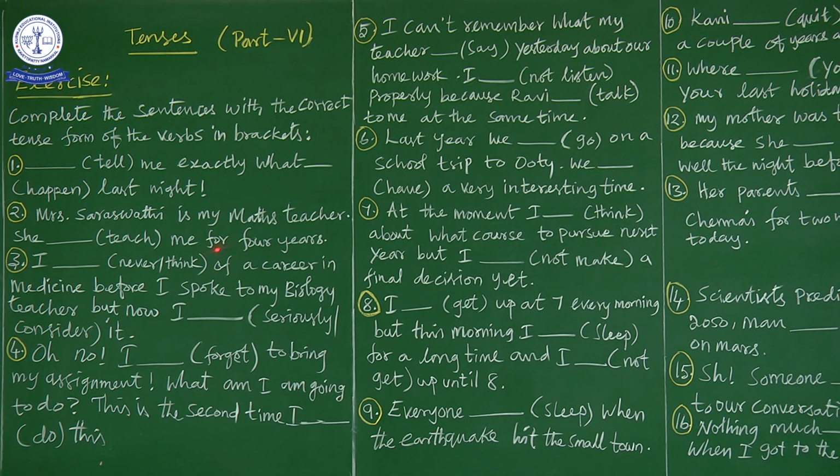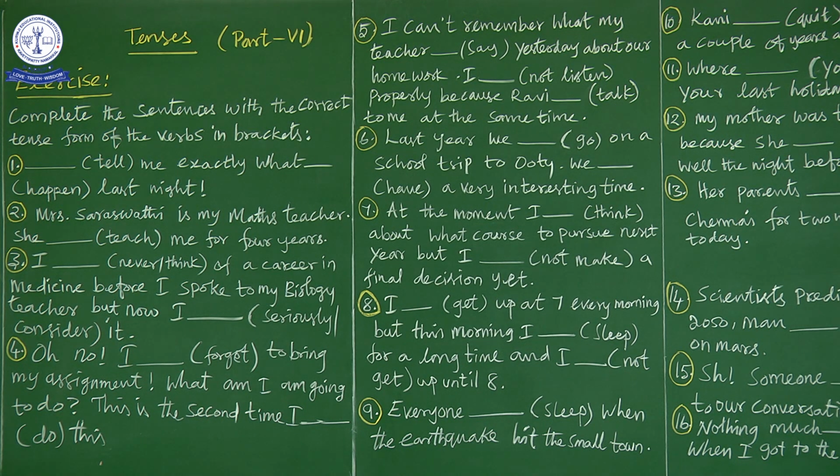So here they used for, so we have used 4 years. So now present perfect continuous tense. What is the sentence structure for present perfect continuous tense? Subject plus has or have plus been plus verb plus ing. So the subject is she. Next, has is for singular, have is for plural. So is she singular or plural? She is singular, so we have to go for has.